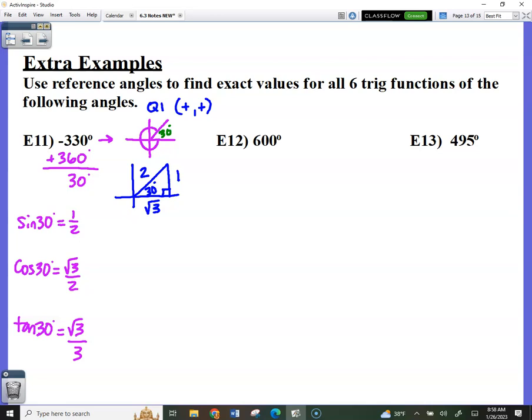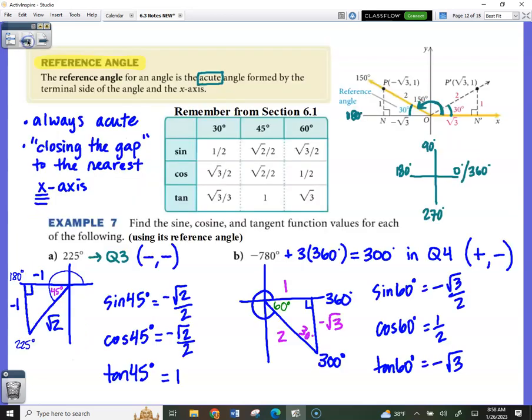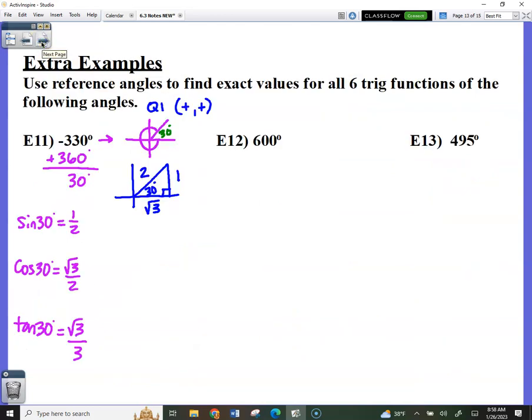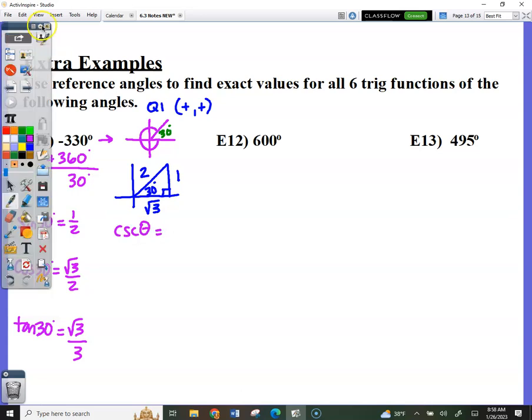You need to always put it in fraction. Yeah. Just remember the chart's going to be in fraction form, so keep yours as a fraction. Yeah. So now my reciprocal functions. Oh, not theta. It's 30.